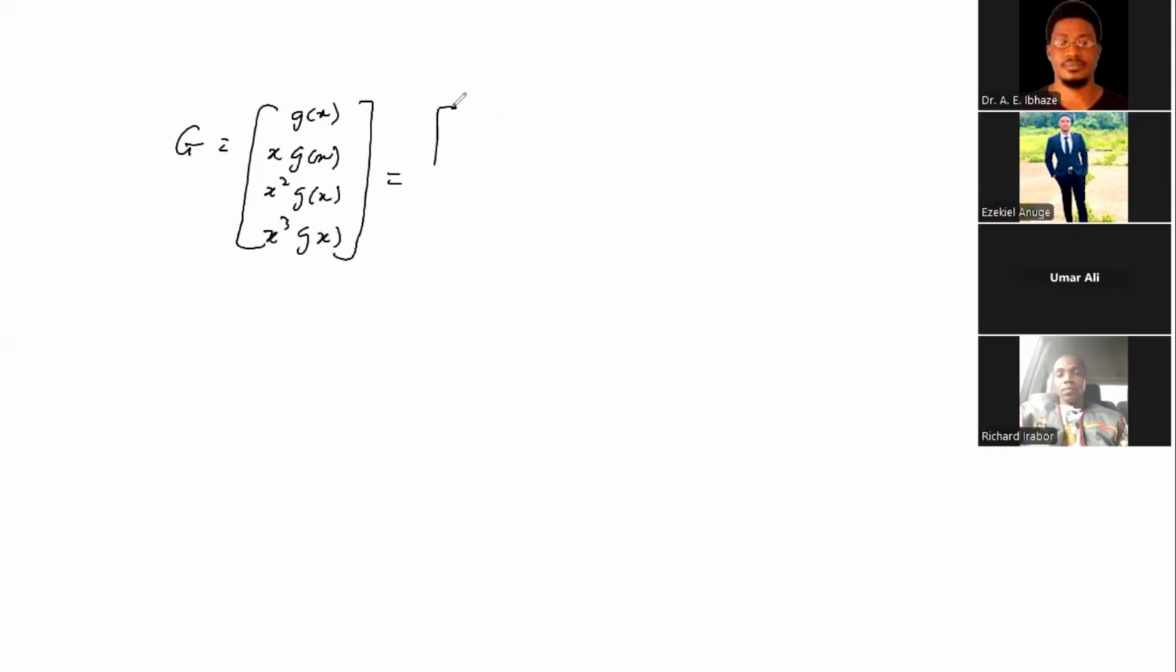So it means that this matrix will be the same as 1 plus x cubed, x plus x squared plus x to the power 4, x squared plus x cubed plus x to the power 5, x cubed plus x to the power 4 plus x to the power 6.